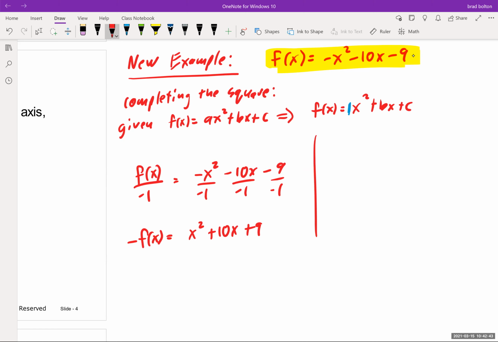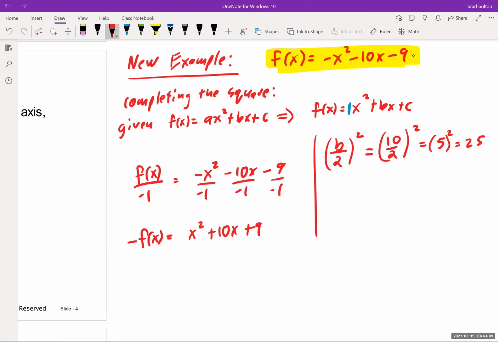and you take half of it and square it. So you do b divided by 2 squared. This is how you find that perfect number that will complete the square. So in our example, our b is 10. So I'm going to take 10 and divide it by 2 and then square it. So this will be 5 squared, which is equal to 25.